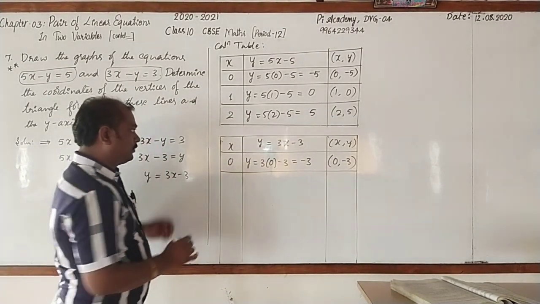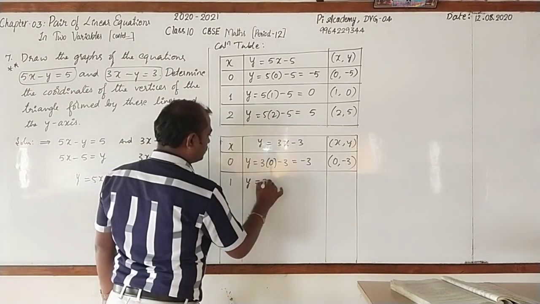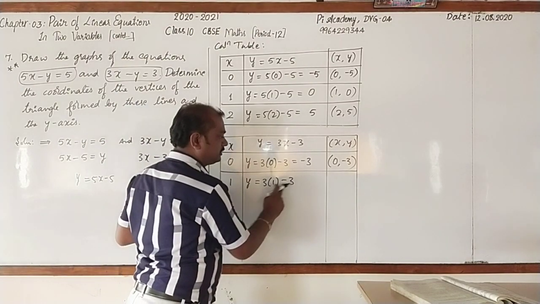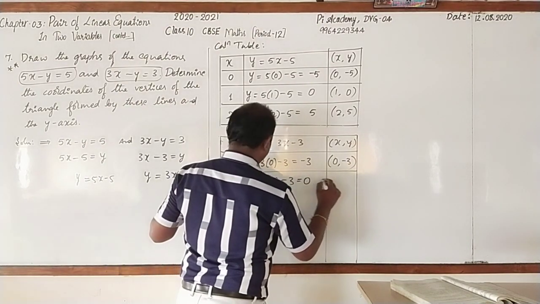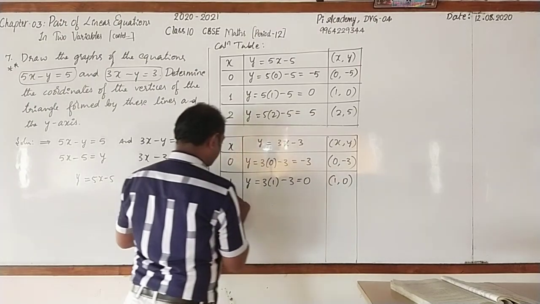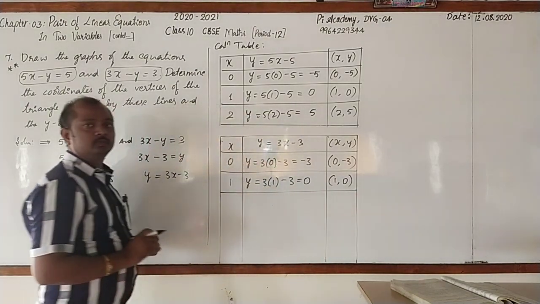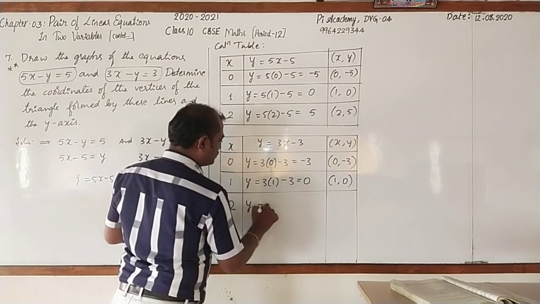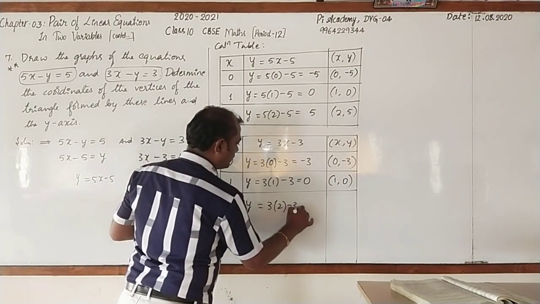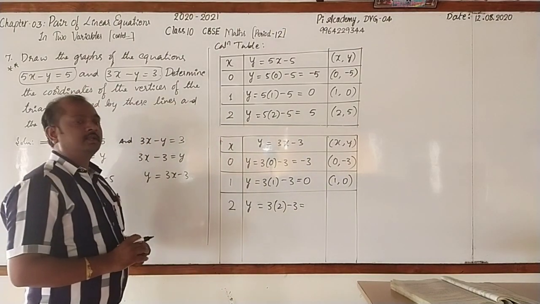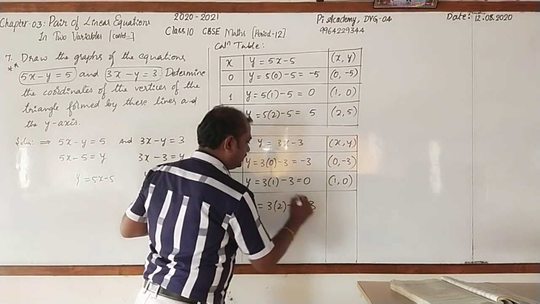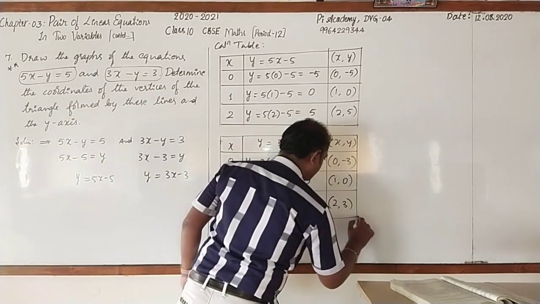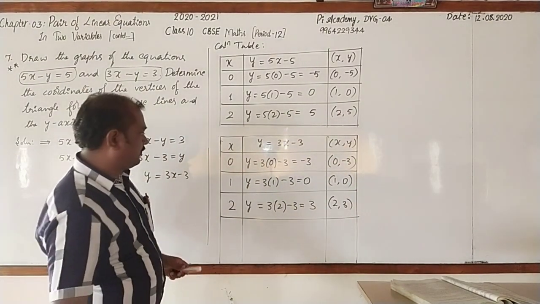Next, when x is 1, y is equal to 3 into 1 minus 3. 3 ones are 3. 3 minus 3 is 0. It is 1 comma 0. Over. Let's move on to another one. Take 2. Y is equal to 3 into 2 minus 3. What is 3 twos? 6. 6 minus 3 is 3. It is 2 comma 3. Okay, 3 points are enough.